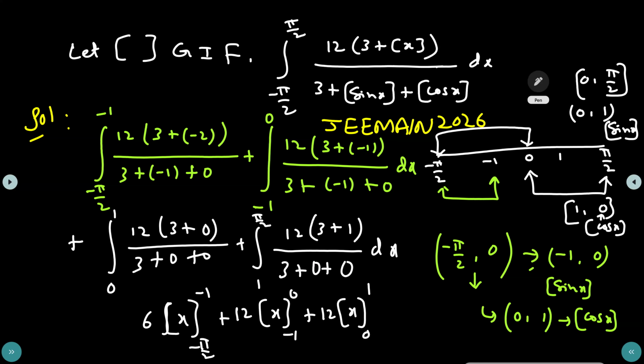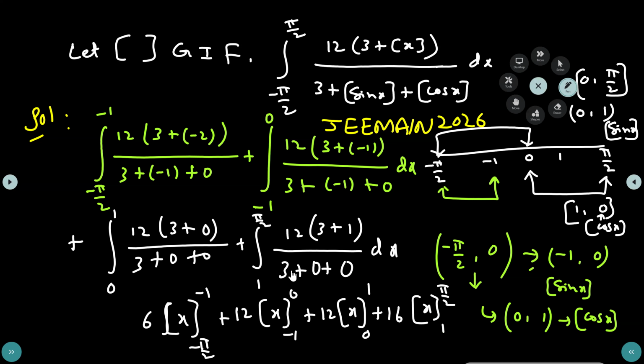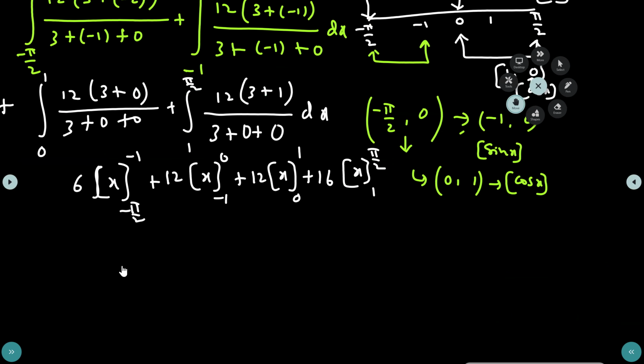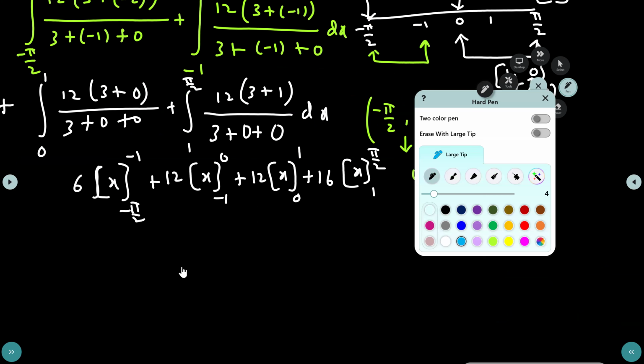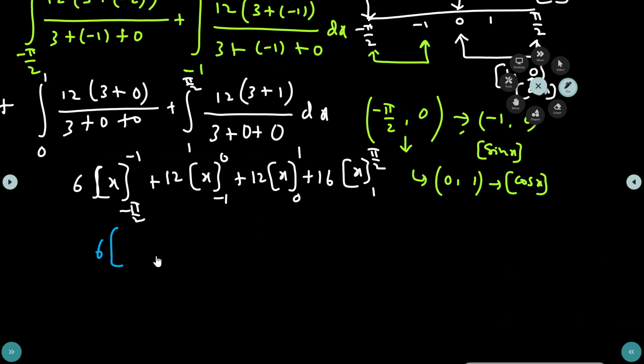Here also 12 into 4. 4 into 4 is 16, right? Outside, integral dx is x. Boundary is what? 1 to pi by 2. Now it's easy general simplification. Use upper minus lower. What is your answer? You can check. Okay. Now 6 of minus 1 minus pi by 2. Of course, minus into minus gives plus pi by 2. Plus 12 into 0 minus of minus 1, plus 1.